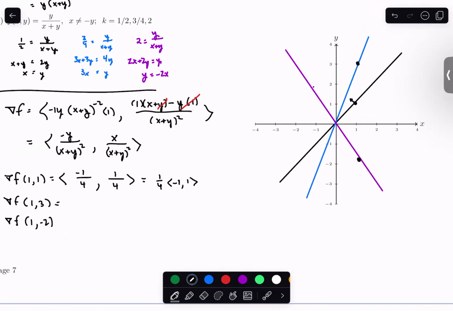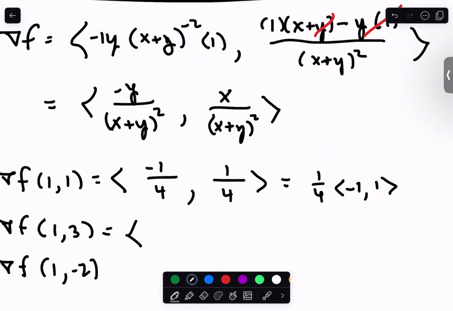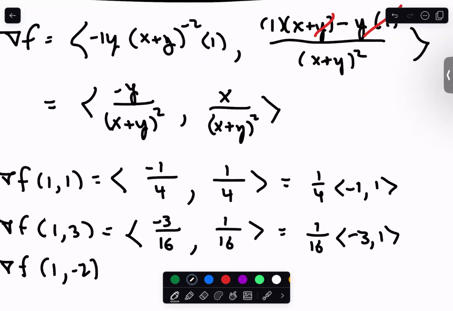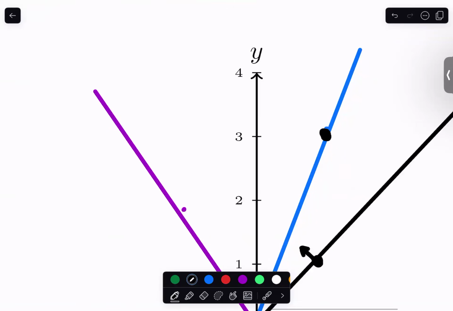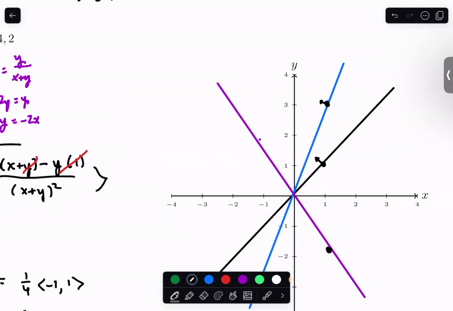Let's try that again with (1, 3). So if I plug in 1 everywhere I see an x and 3 everywhere I see a y, I'm going to have negative 3 on top. 1 plus 3 is 4. Square that, I get 16. And then I'm going to have 1 divided by 4 squared, which is 16. So this is going to be a scaled down version of (negative 3, 1). Negative 3 is off to the left quite a bit, 1 is going up, and it's going to be scaled down by 1/16, so maybe even shorter than that. But now we see that from these, we seem to have a clockwise rotation.